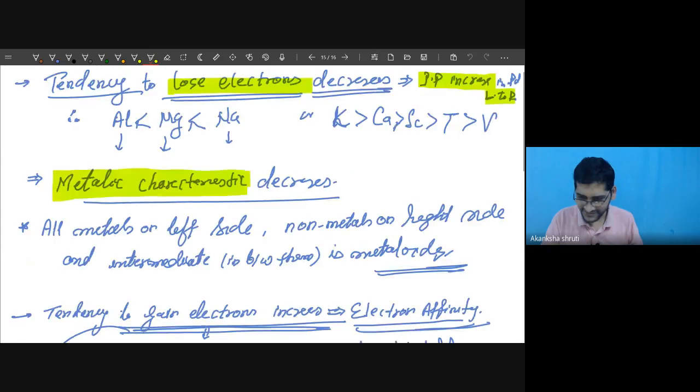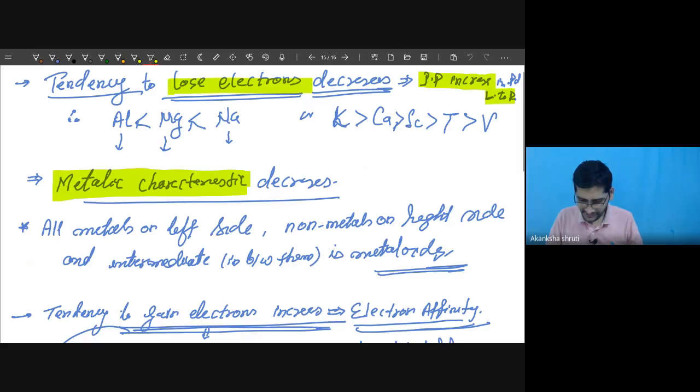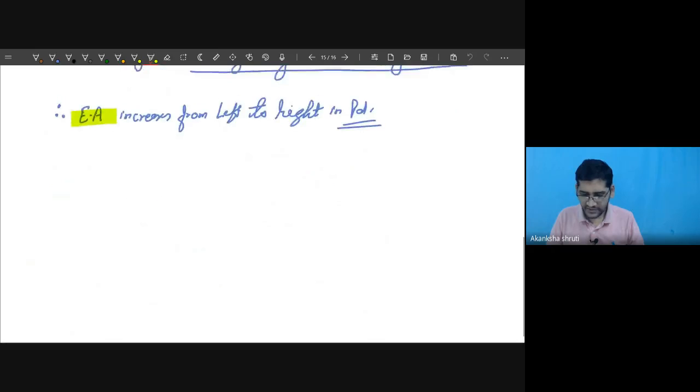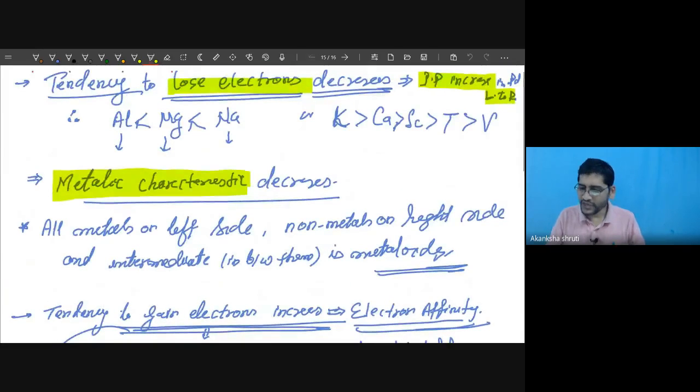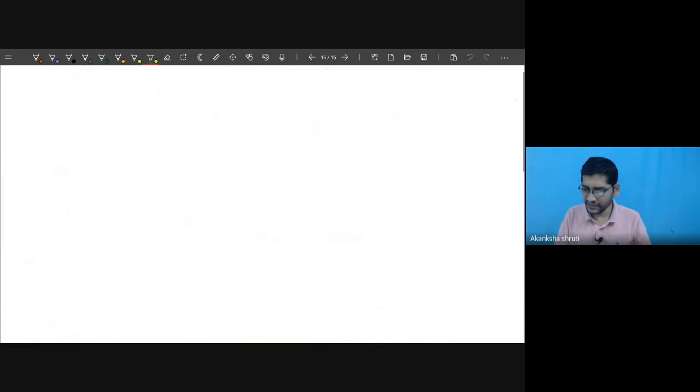Once it was also asked: we have learned that this modern periodic table has so many advantages. It has made the study very convenient. But is there any limitation? Yes, limitations are also there. Still, there are some limitations of the modern periodic table.